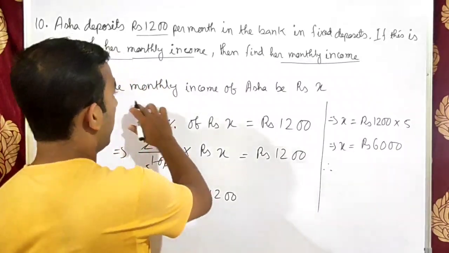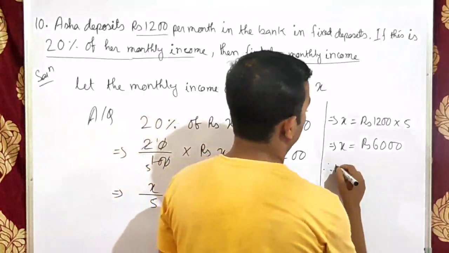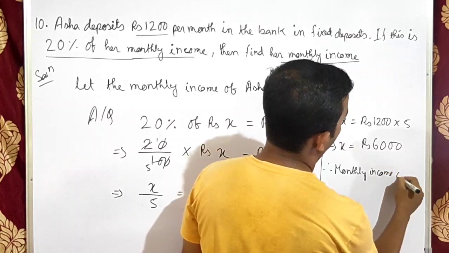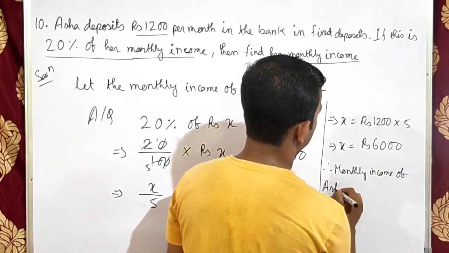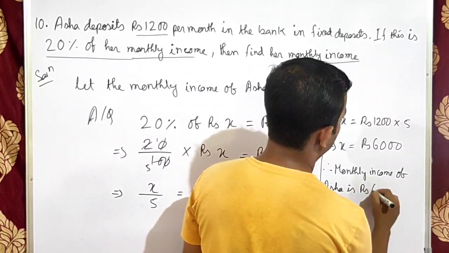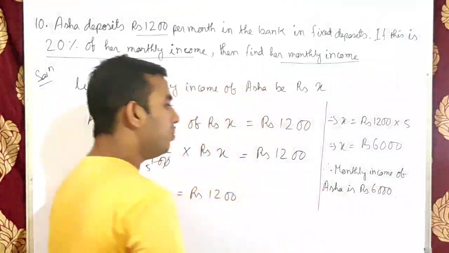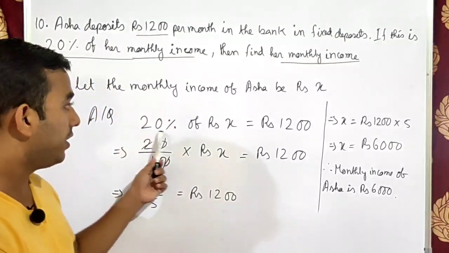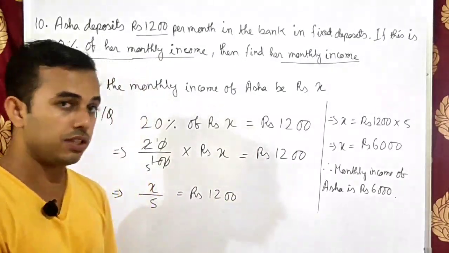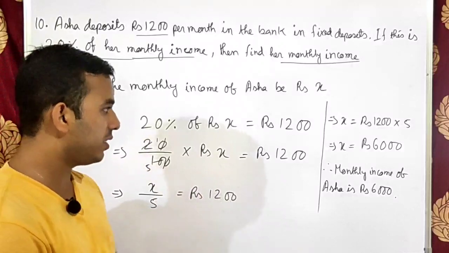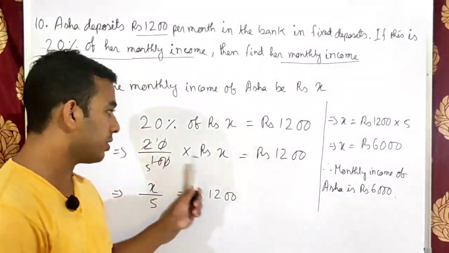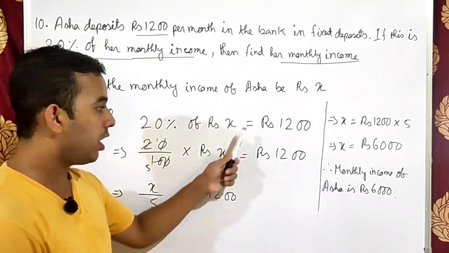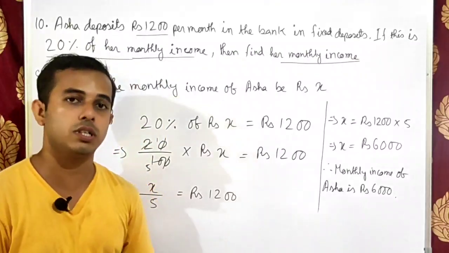What was x? The monthly income of Asha. So we'll write, therefore, the monthly income of Asha is rupees 6000. I hope this is clear to you. This is a very easy question, we just have to know the relation of salary and percentage. The steps are easy, everyone can solve according to the questions. 20% means 20 divided by 100, of means into, rupees x equals rupees 1200.